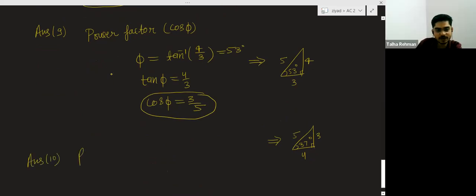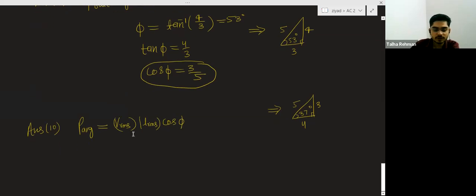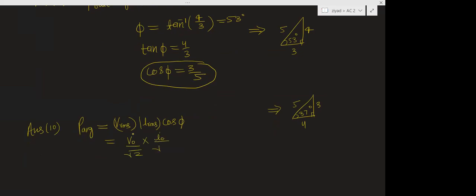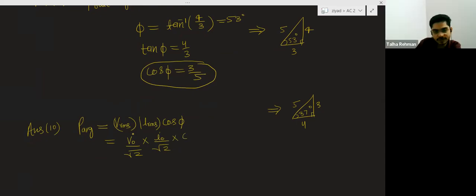So next question, number 10. They are saying the average power. Basically I will derive what the average power is. We will have a topic on this after that. So average power is given by VRMS into IRMS into cos phi. I have told you VRMS is V naught by root 2, and IRMS is I naught by root 2, and cos phi is 3 by 5.